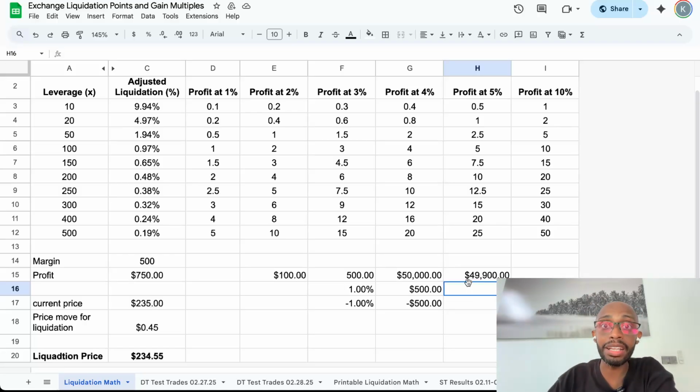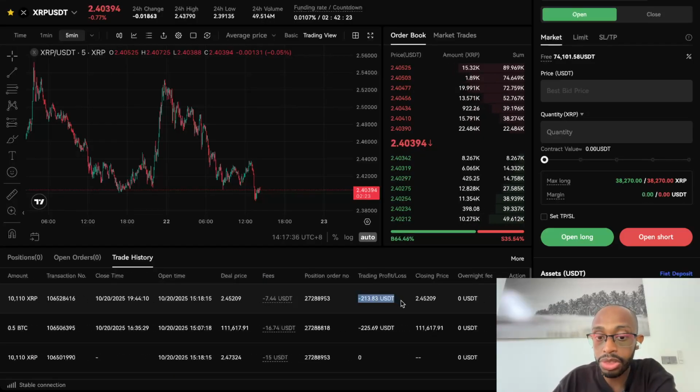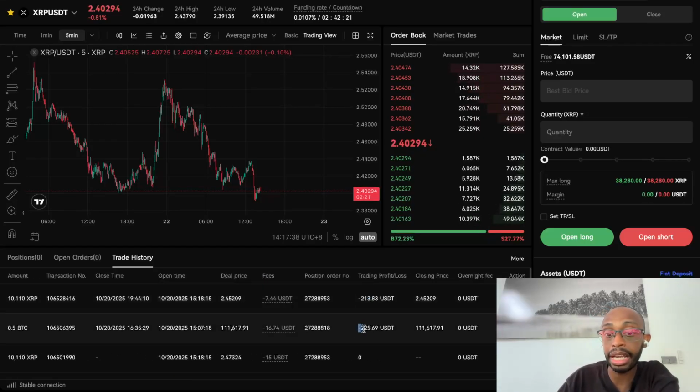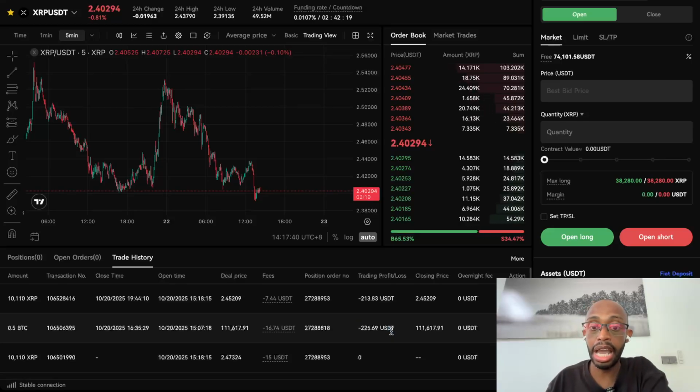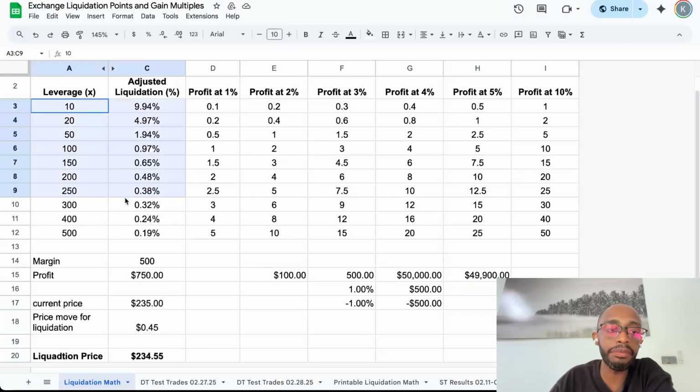Because my gains, if these did not get stomped out, this would have been a $2,000 gain, and this would have been like a $1,500 gain. And as you can see, that's a huge multiple compared to my loss, right? So you can use leverage to your advantage. You just need to know what leverage size works on the trade that you're doing, right?